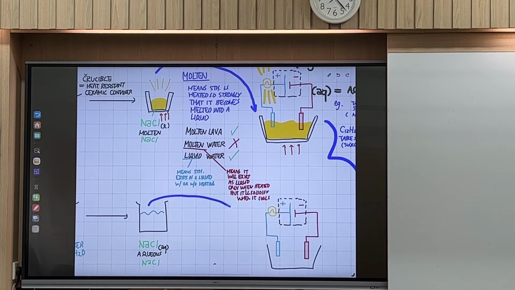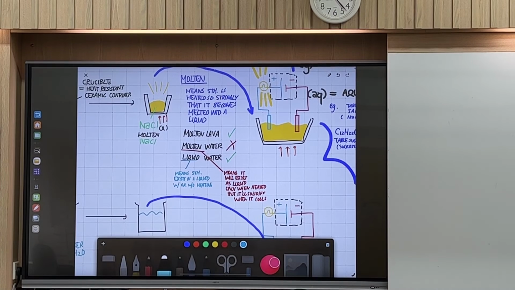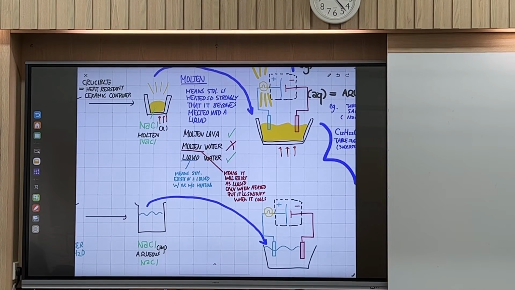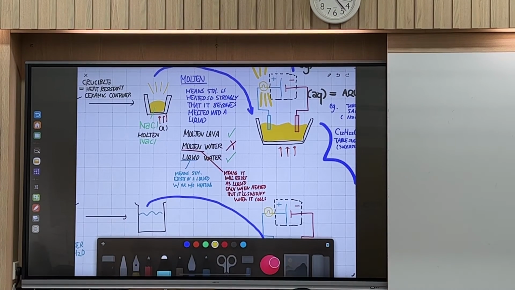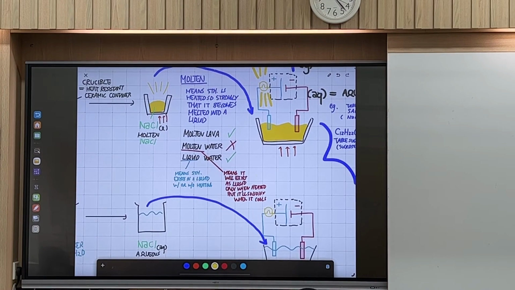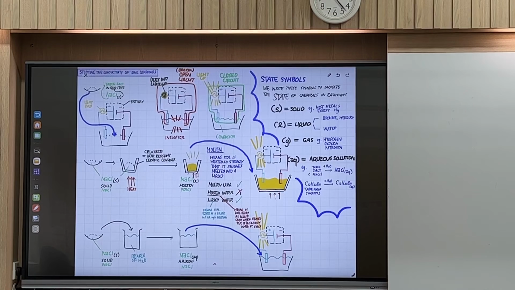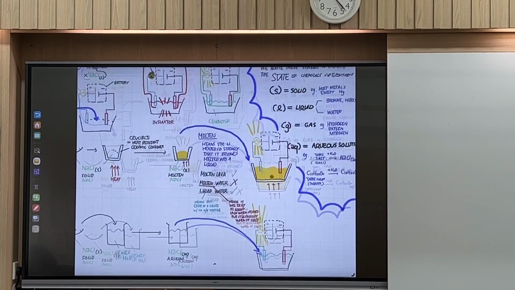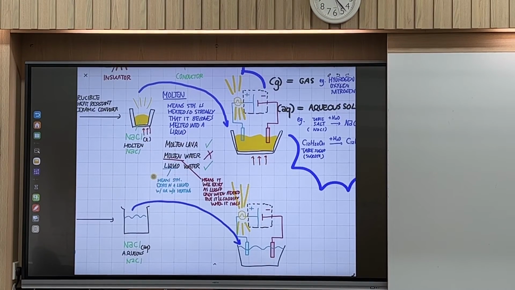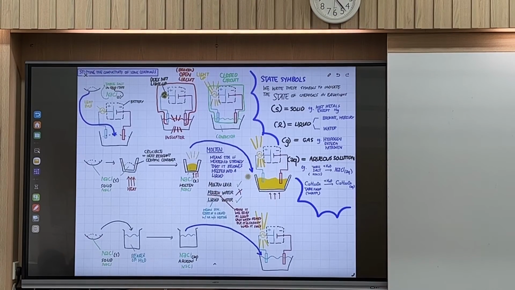However, when you put this solution into the container in here and test its conductivity again, you will find that the light bulb will glow again. So the light bulb will glow. What does this experiment show you? It is that NaCl molten and NaCl aqueous, are they conductor or are they insulator? What does this experiment show when you compare the results you see in here with what you see on top? Are they conductor or are they insulator?